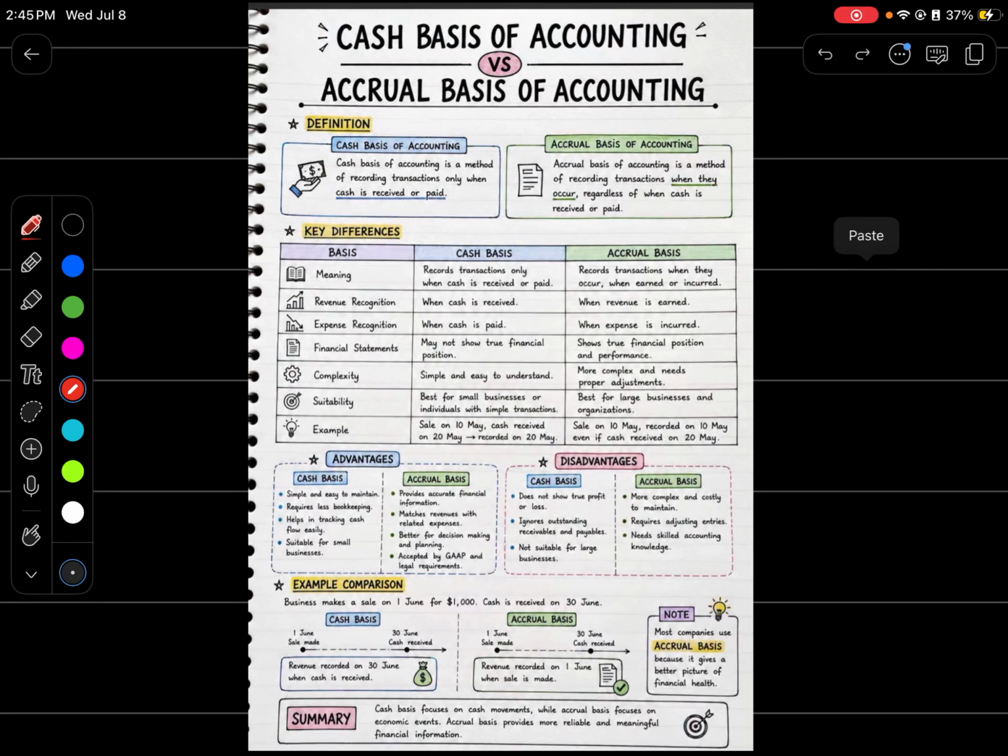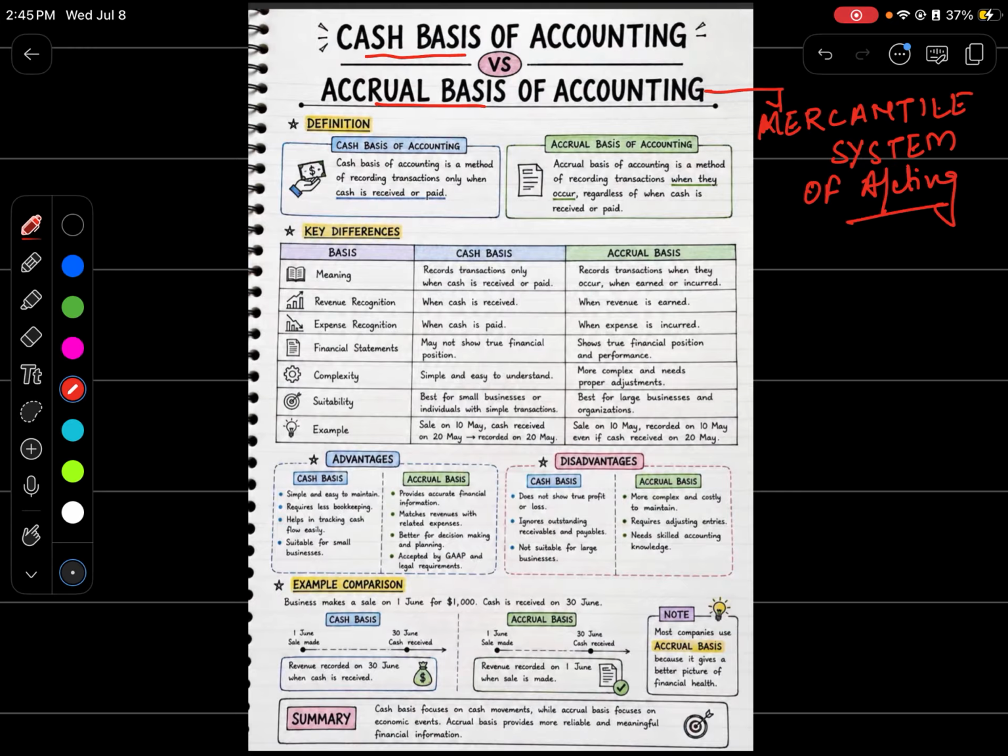Let's today understand two ways of accounting. So we can either follow the cash basis of accounting or we can follow the accrual basis of accounting. Accrual basis of accounting is also known as your mercantile system of accounting. Now, this is entirely up to the organization whether the organization wants to follow the cash basis or whether the organization wants to follow the accrual basis of accounting.